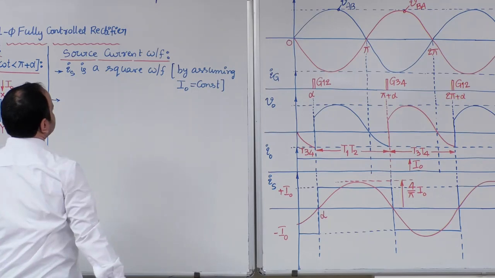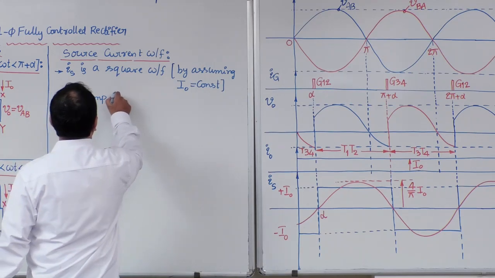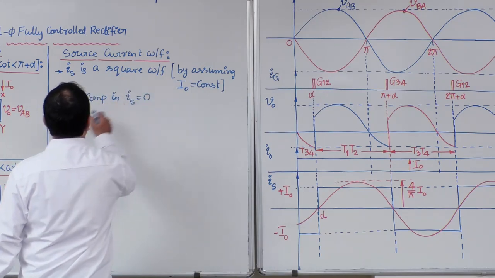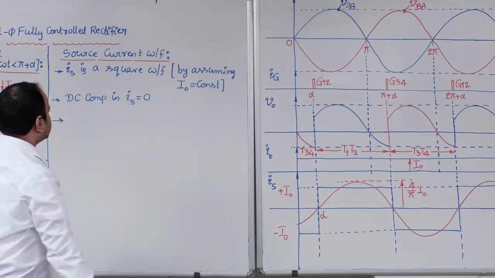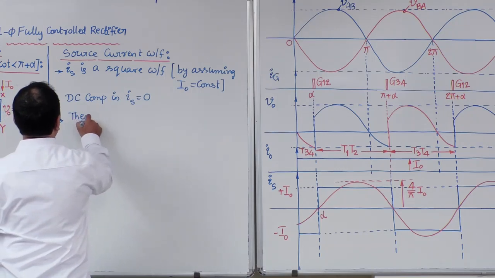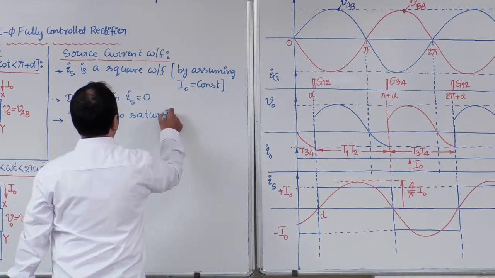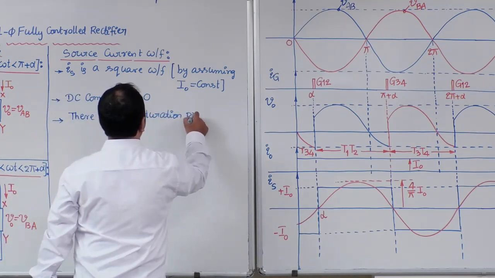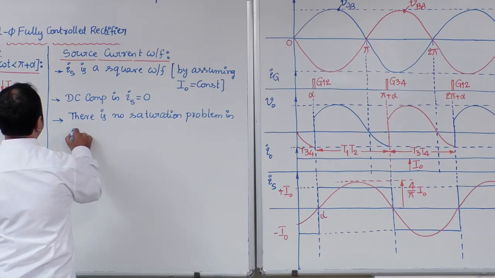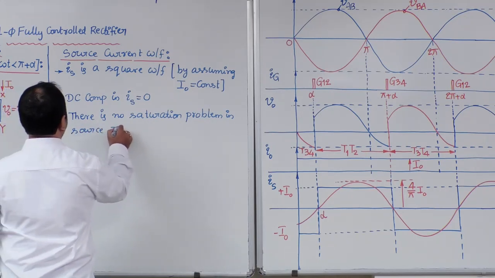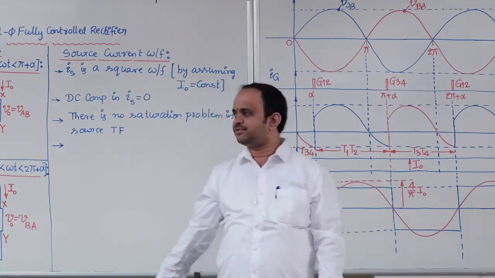When the source current is a square waveform, we can say that the DC component in IS is equal to 0. What do you mean by that? There is no saturation problem in the source transformer.